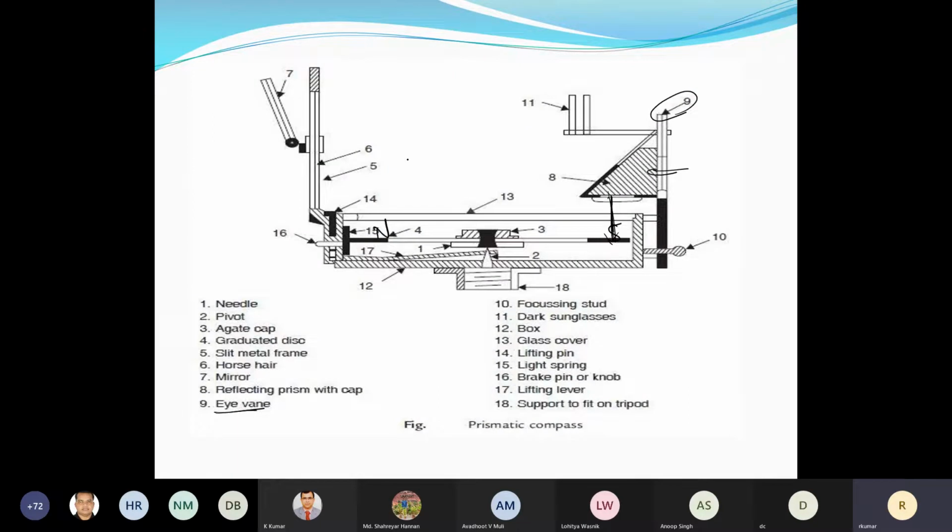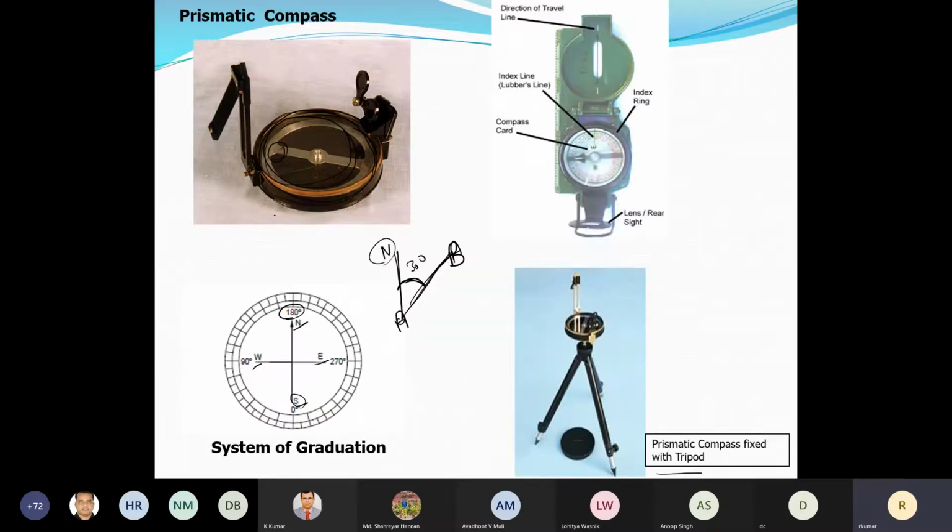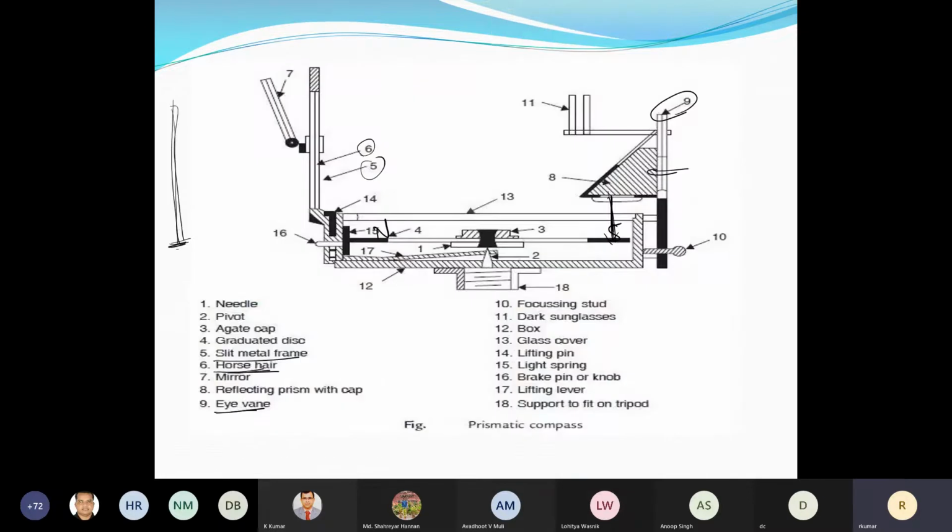Now here will be some ranging rod. Some ranging rod I will bisect, by the help of what is written 6 or 5. 6 is your horsehair. What is your 5? Your slit metal frame. So your horsehair should bisect this ranging rod. As I showed you in the last, at B will be your ranging rod, so it will be bisected by this horsehair. In the video I will show you. So I can measure the angle from the magnetic north.